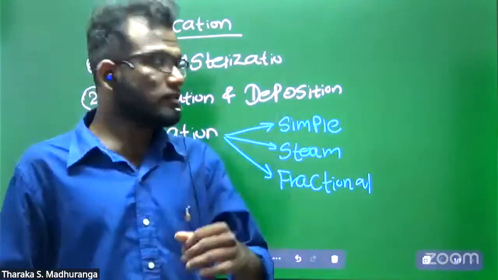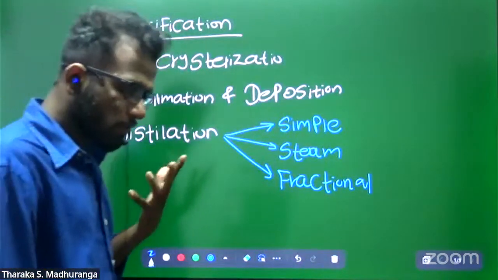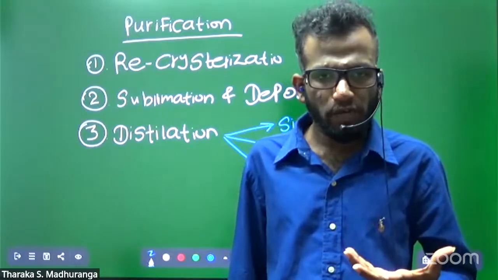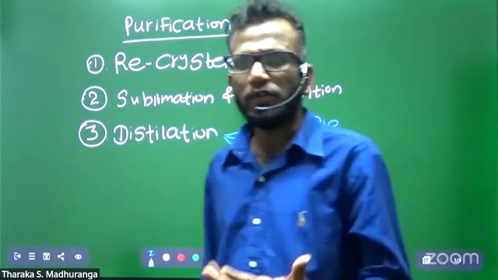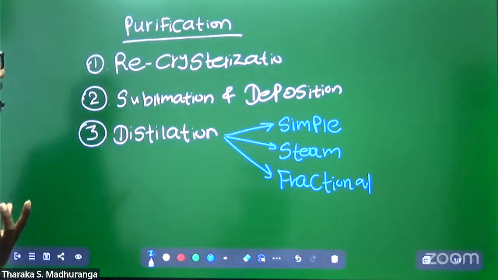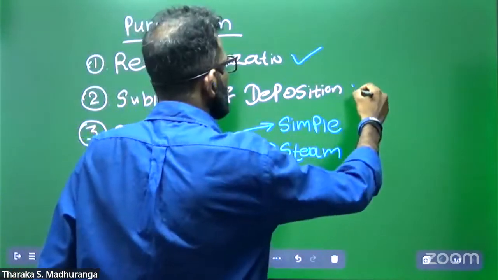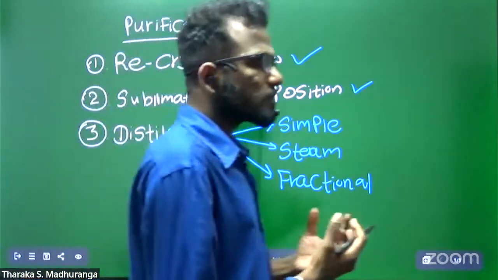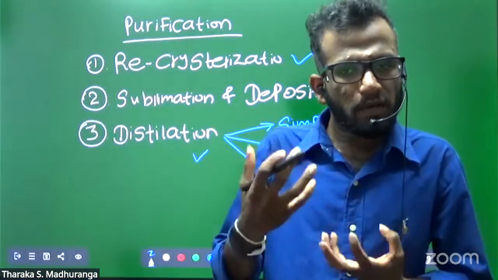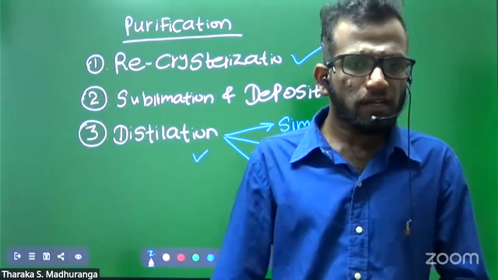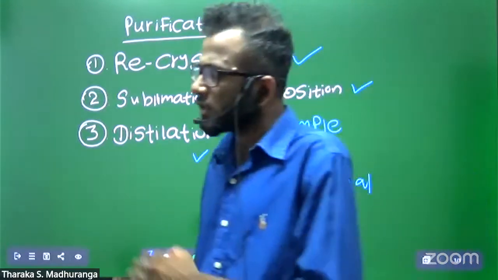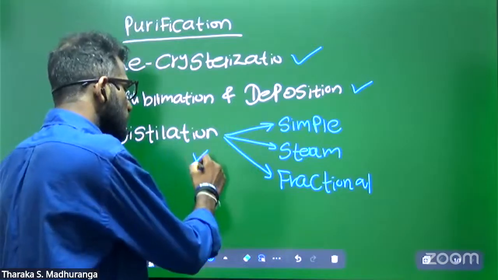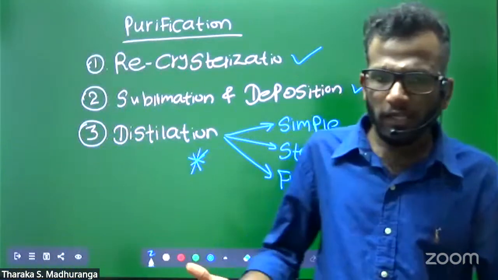Okay. Last day we discussed the extraction methods and completed them. Then we started the separation and identification methods. Finally, we discussed purification methods. Under purification, we discussed recrystallization, sublimation and deposition, and distillation. I told you the distillation is a common process for extraction as well as purification. Therefore, there is no need to discuss distillation again.